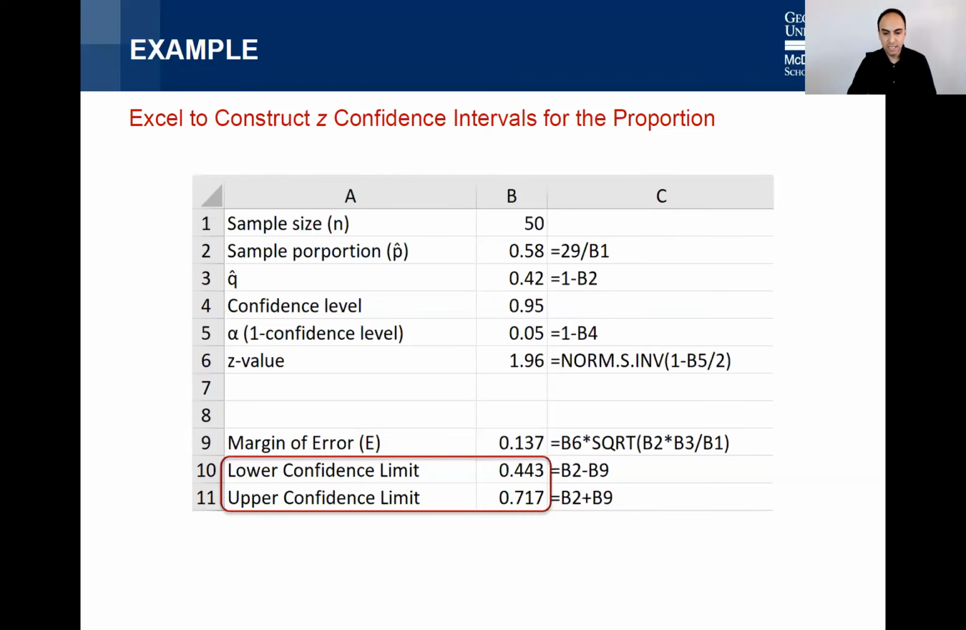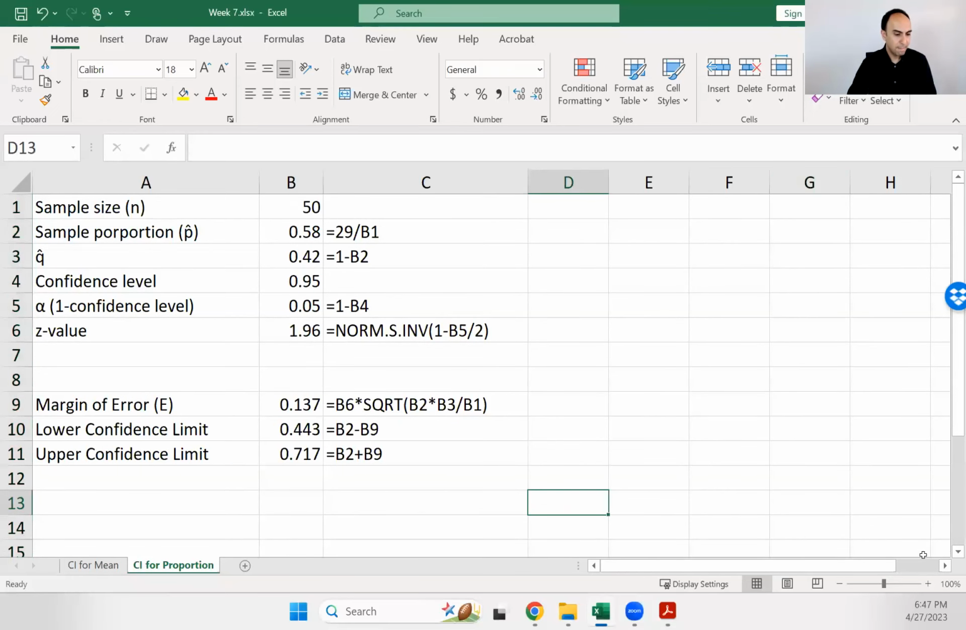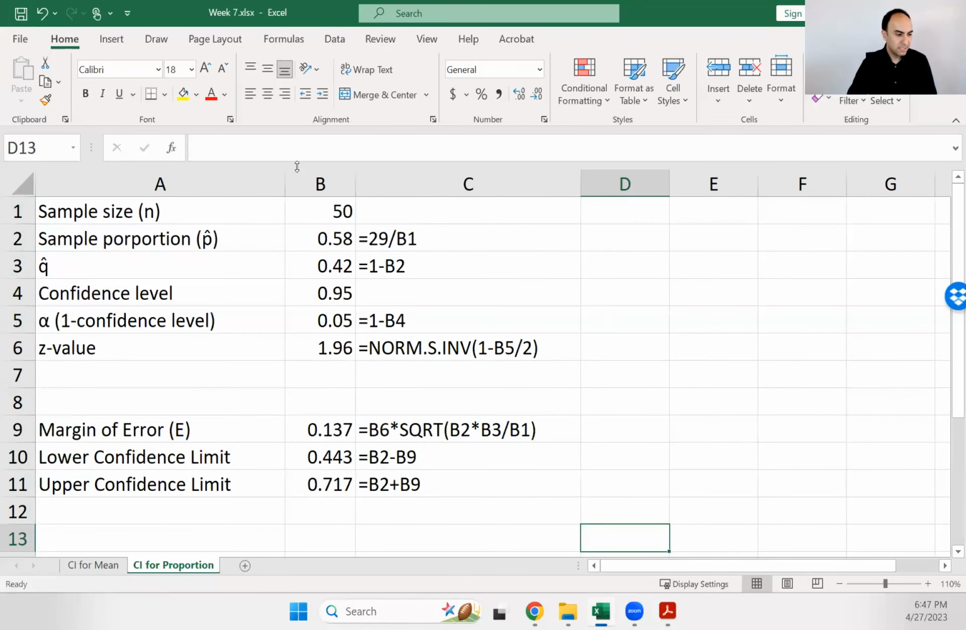This Excel formulation is slightly different. So we have this one this time, where you have the sample size, the sample proportion, which is 29 as reported in the problem, divided by 50. Q hat would be 1 minus that.